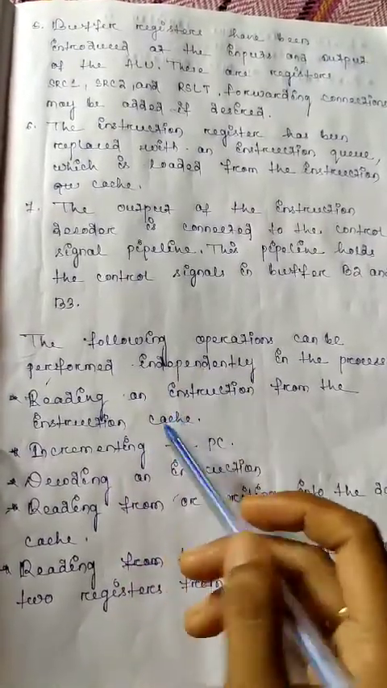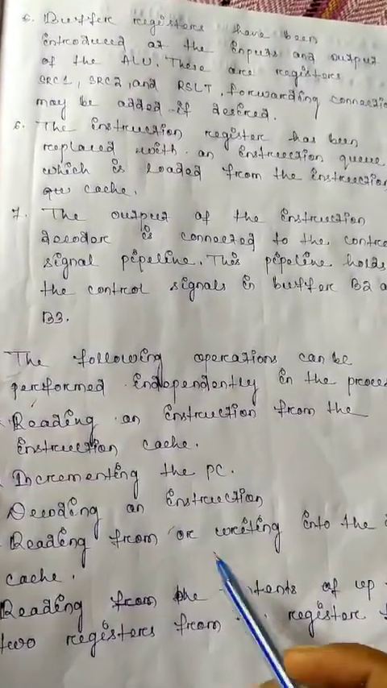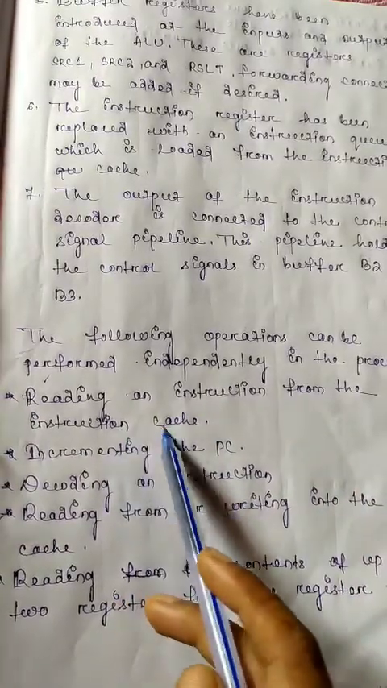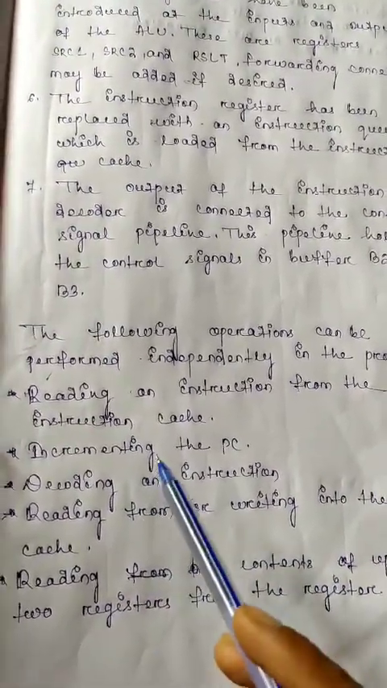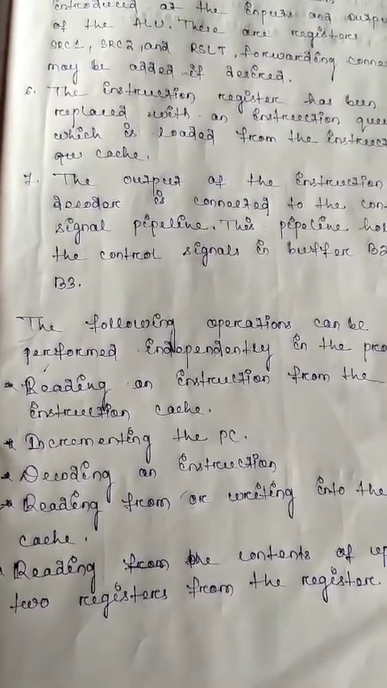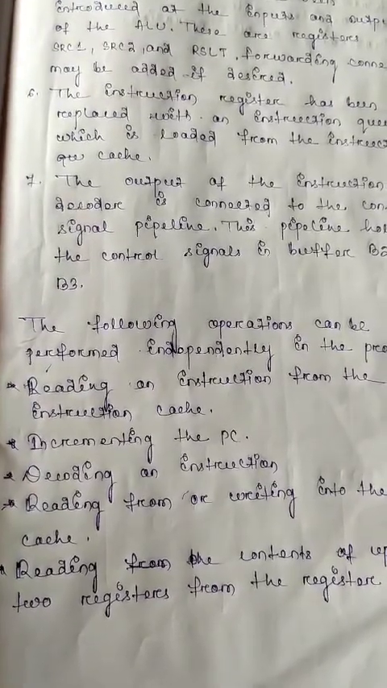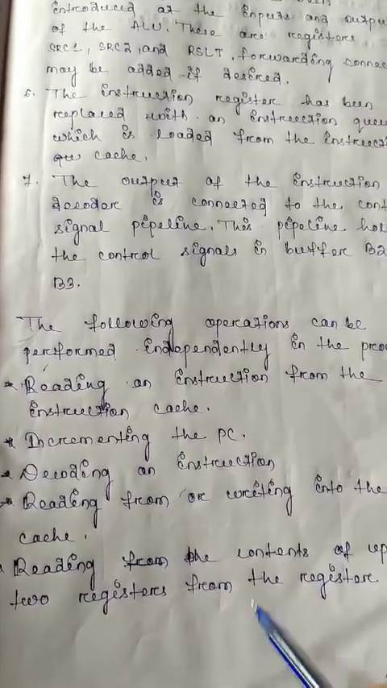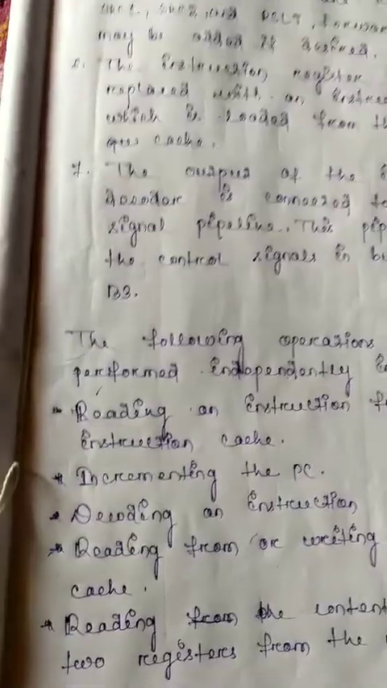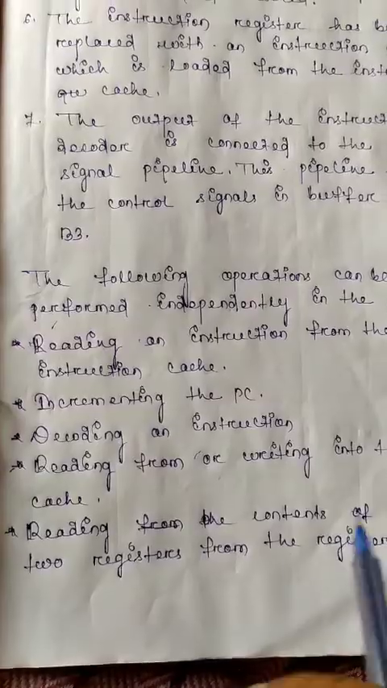There are some operations that can be performed independently in this processor. As the instruction and data caches are different, reading an instruction from the instruction cache is independent. Also, incrementing the PC will not depend on the ALU. Earlier, if the ALU was busy, the PC had to wait for some time, but here the PC can increment automatically. And the instruction decoder is now on a different path, so it has independent operation.